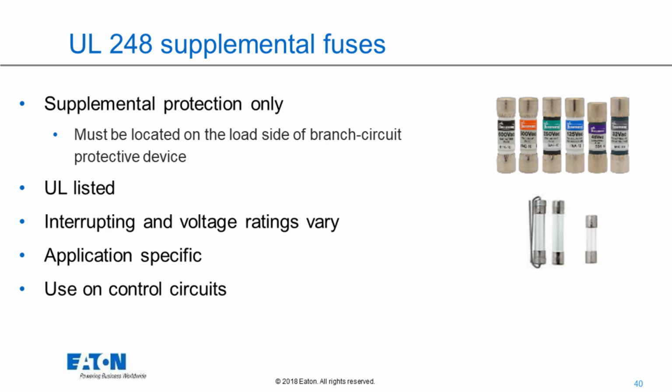UL-248 supplemental fuses. These must be located on the load side of a branch circuit protection device, like the supplemental 1077 device we just looked at. These are UL listed. The interrupting ratings and voltages vary a lot. They're application specific, used a lot on control circuits. Again, they must have some upstream branch circuit protection to use these supplemental fuses.